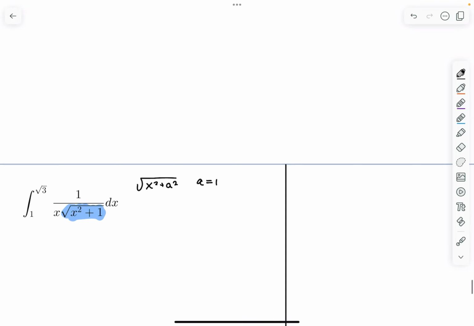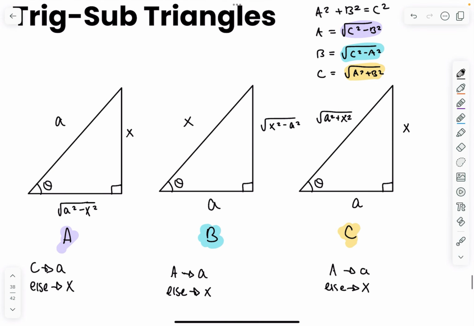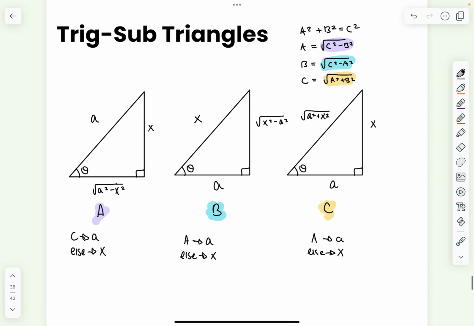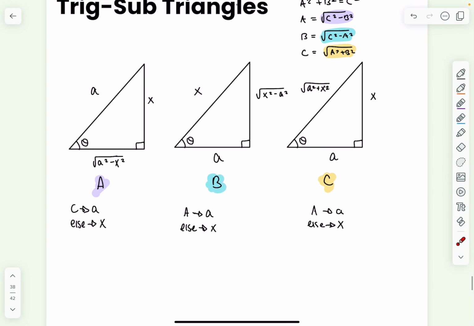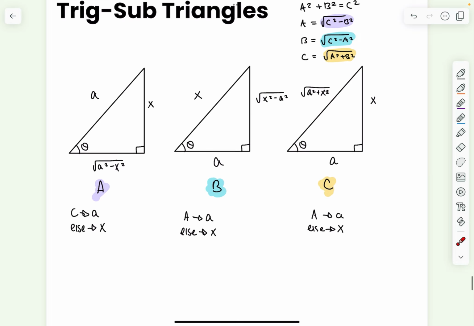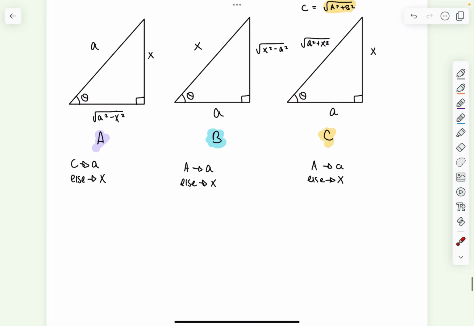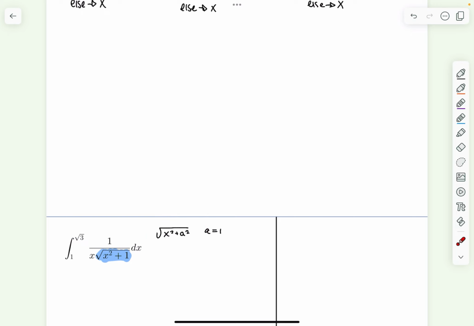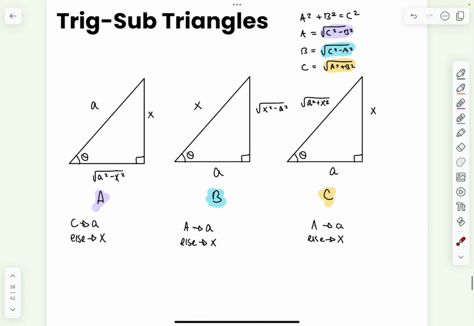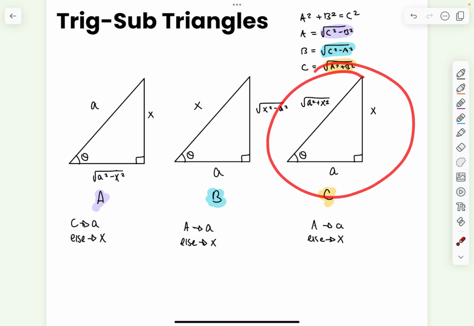So then I go to my triangles on the back of my exam, because I write them down once on my scratch paper on my exam, and I figure out which triangle gives me square root of x squared plus a squared. So this is minus, this is minus, this is plus, and it's x squared plus a squared. So this is the triangle that I'm going to use.